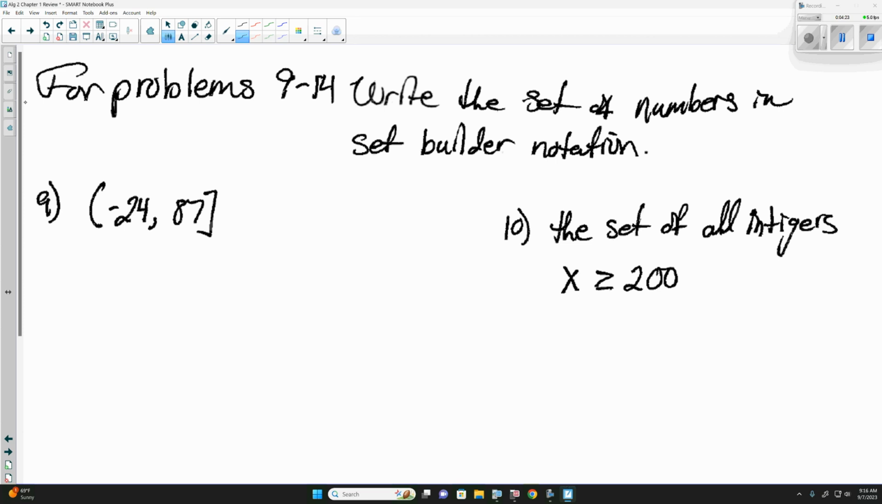What's the symbol for real numbers? We just do brace x bar. The symbol itself is all real numbers, but for set builder, this is saying the set of all real numbers x such that. It's just understood that we use real numbers unless we state otherwise.